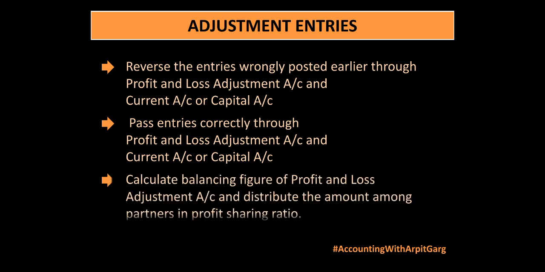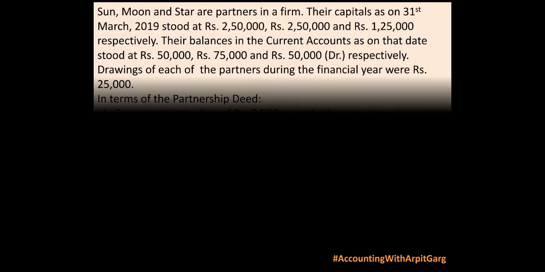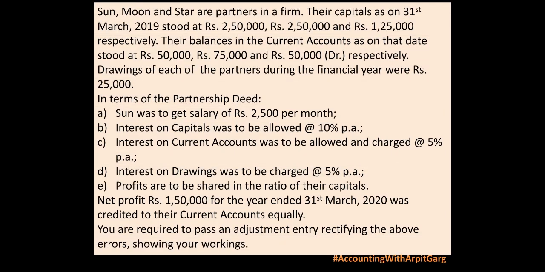Then we will find out the balancing figure of profit and loss adjustment account and will distribute it among partners in profit sharing ratio. Let's see this also with the help of an example. This is the same question which we did just now according to adjustment entry, so no need to write the question again. You can see from there. Let's start this.